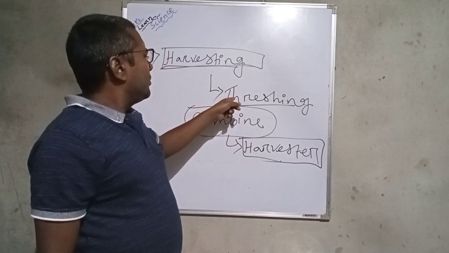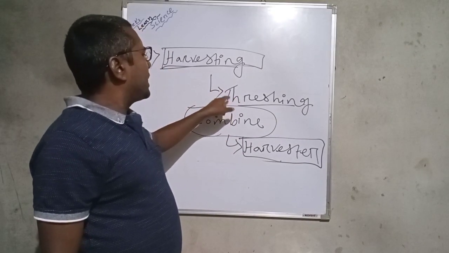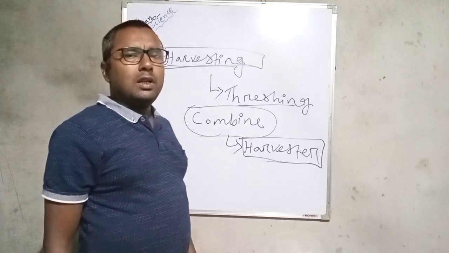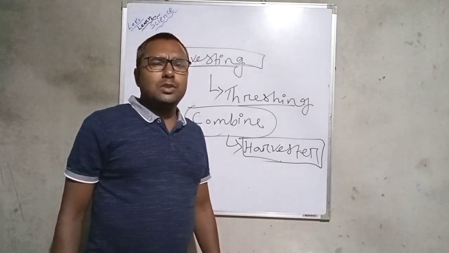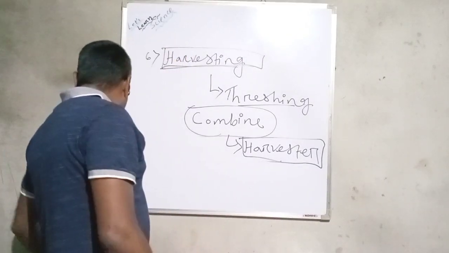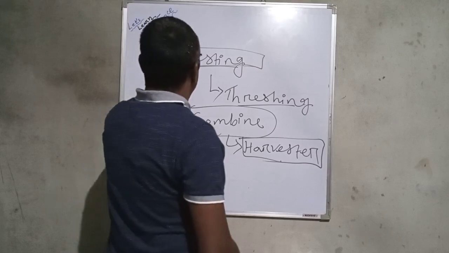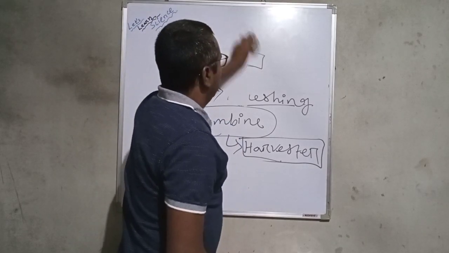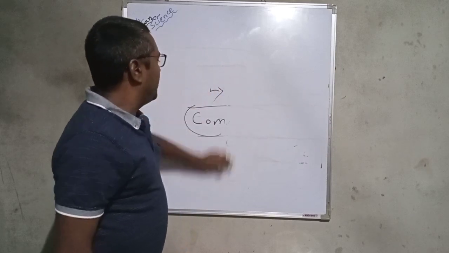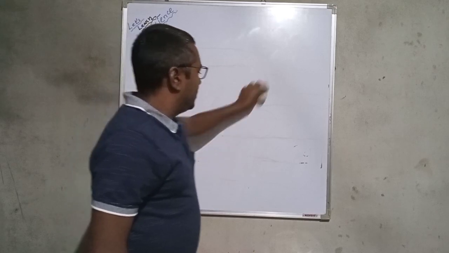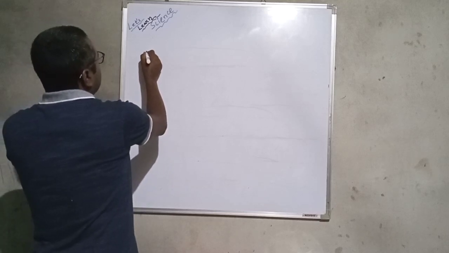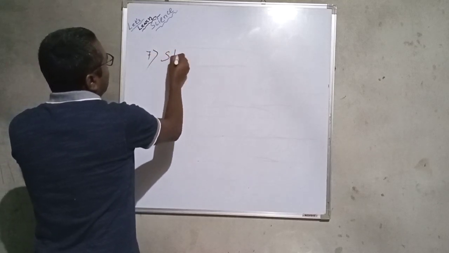So when the grains are separated from the crop plant, then the further agricultural step comes. That is the last step of agricultural practices. What is that? Storage.